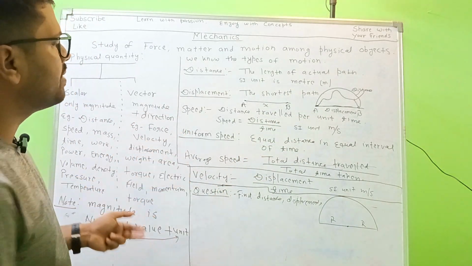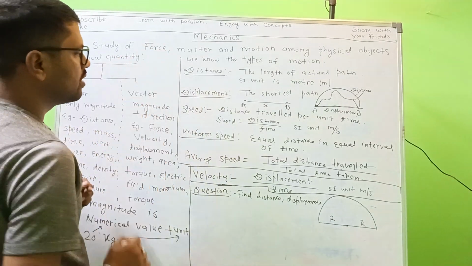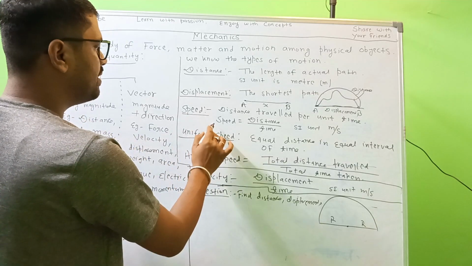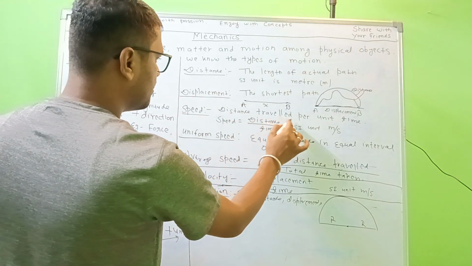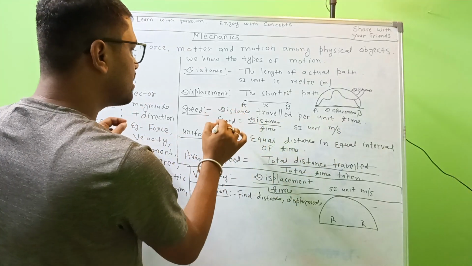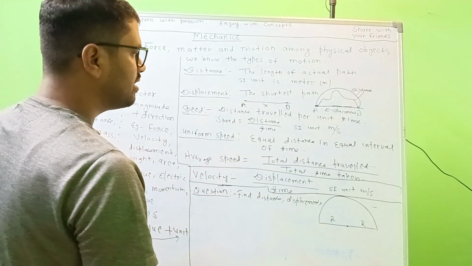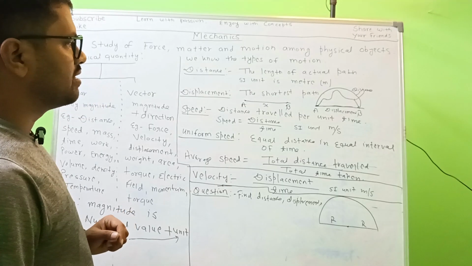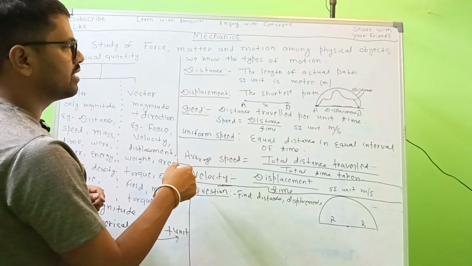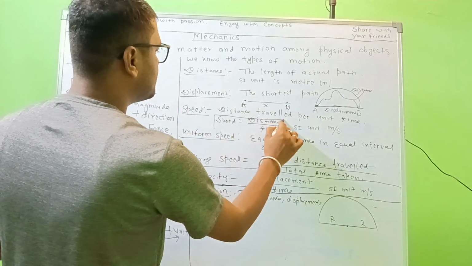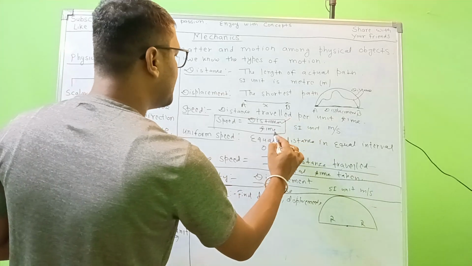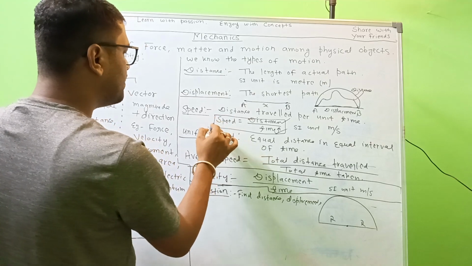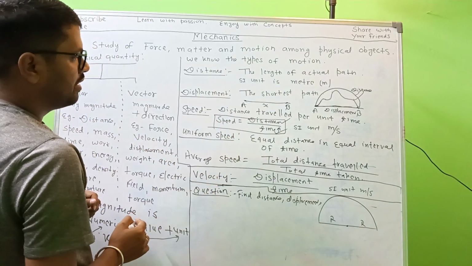And when time comes in the picture, we need a different physical quantity, and this physical quantity is speed. What is speed? It is nothing but distance traveled per unit time. Consider an Olympic race. In an Olympic race, all will cover the same distance, but timing is important. So speed is nothing but distance by time. It depends on distance and also time. And if you increase the time, speed will be less, keeping distance the same.